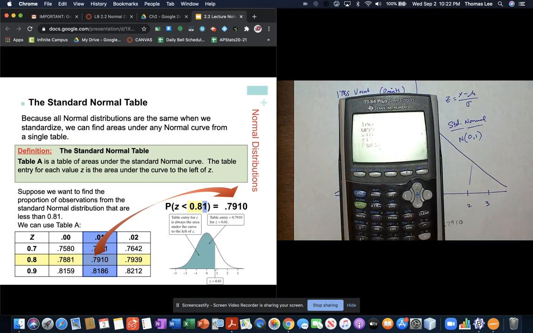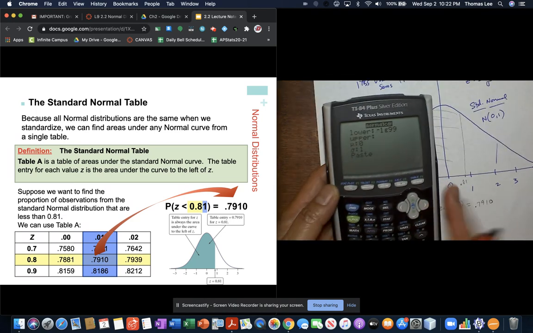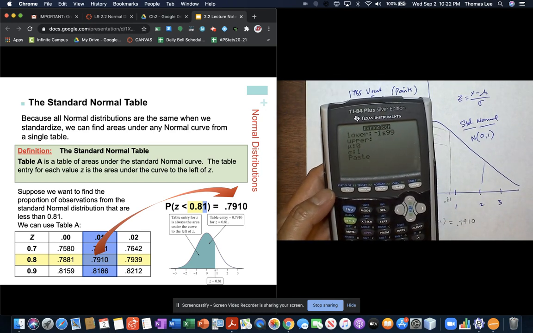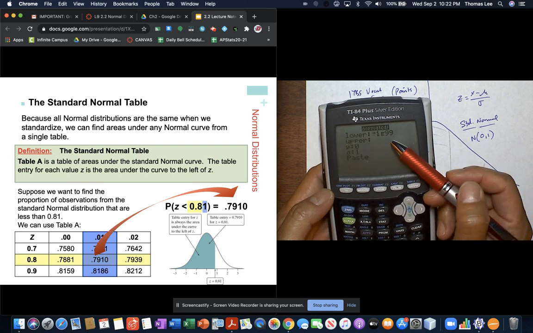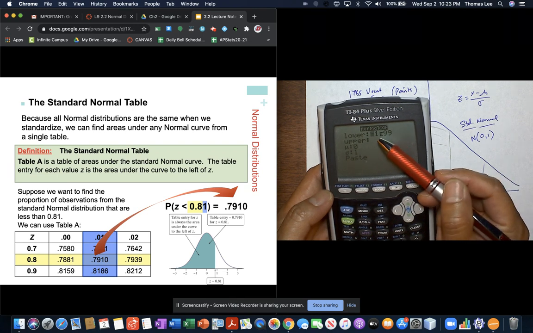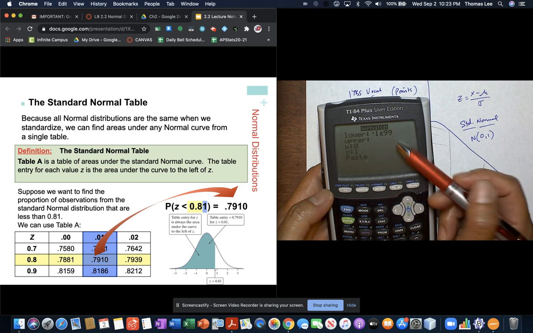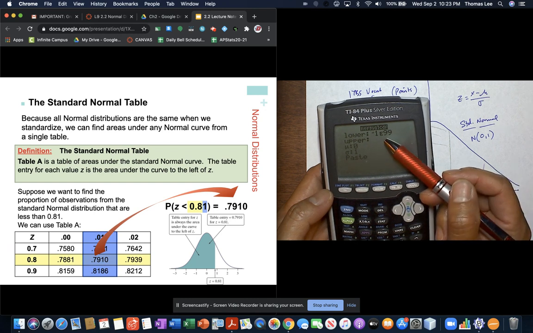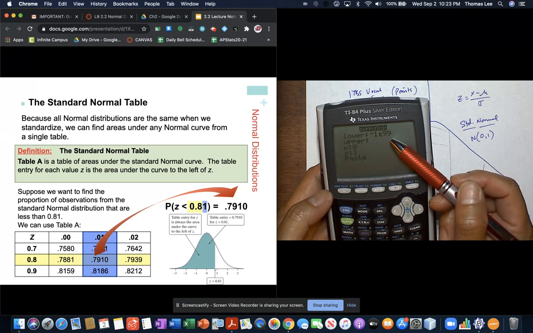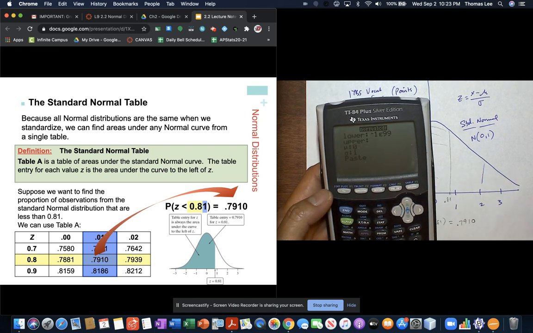So let's go ahead and go to normal CDF. Now it's asking us for the lower bound, or the lower interval. If you look at the calculator default, it's a really low number, because it's -1 times 10 to the 99th. That's kind of like saying negative infinity, basically. So that's a really far left number.